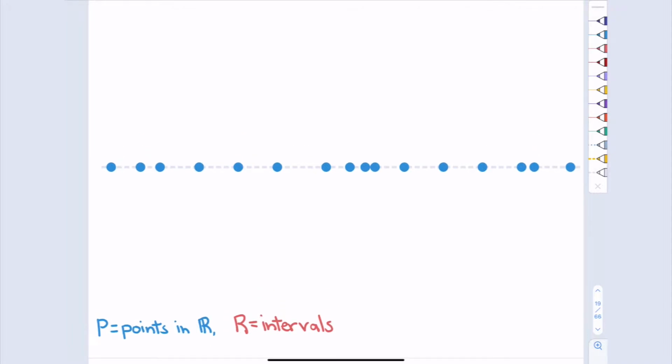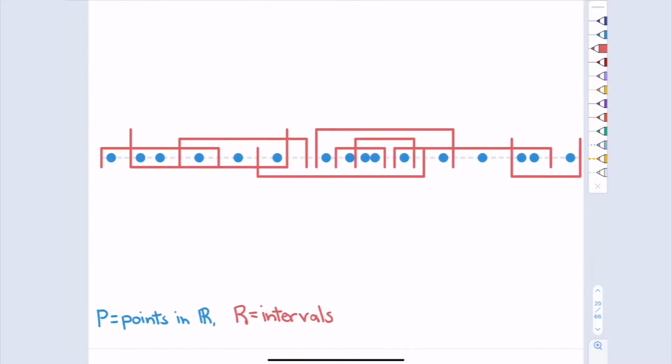Maybe the simplest one is you just have points on the real line, and your shapes are intervals. Here's an interval which contains some points, there's another interval that contains some points, and so forth. In our discussion, we don't really have to require R to be a finite set. I could give you a fixed set of intervals, or I could say all possible intervals on the real line. Although if you have n points, there's really only about n squared distinct intervals, since all you care about for each interval is the first point you're covering and the last point you're covering.